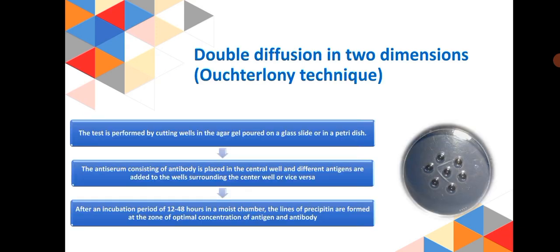The technique: the test is performed by cutting wells in the agar gel poured on a glass slide or in a petri dish. The antiserum containing the antibody is placed in the central well and different antigens are added to the wells surrounding the center well, or vice versa. After an incubation period of 12 to 48 hours in a moist chamber, lines of precipitin are formed at the zone of optimal concentration of antigen and antibody.